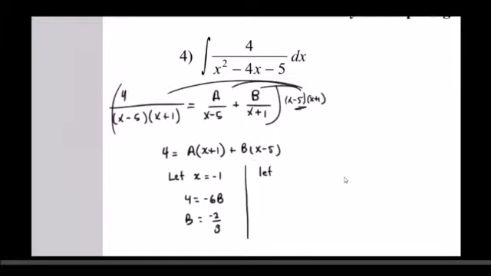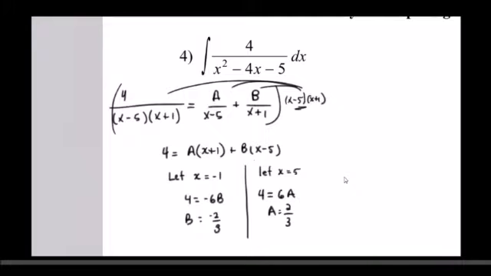So if I do the same process but with a different value, because now I have to find out what a equals, I'm going to let x equal 5, because when I plug that in here, that's going to cause b to disappear because it's 0 times b. So plugging in a 5 for all the x's results in the equation 4 equals 6a, which means that a equals +2/3.